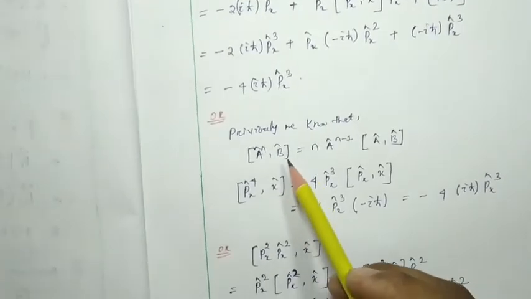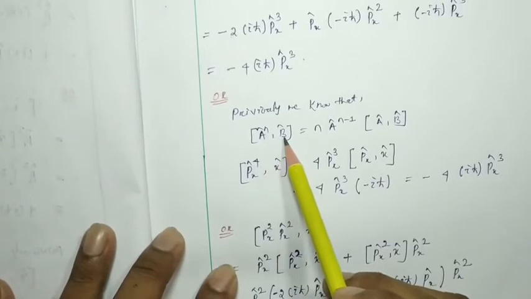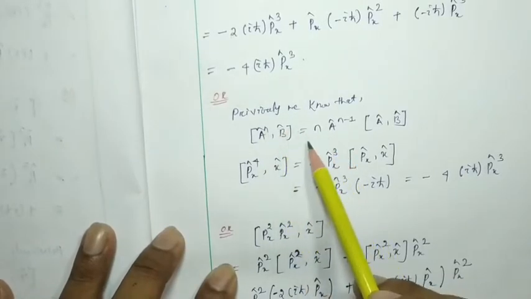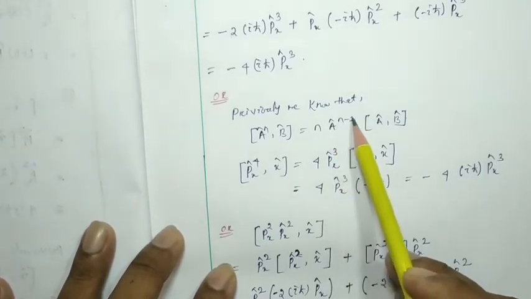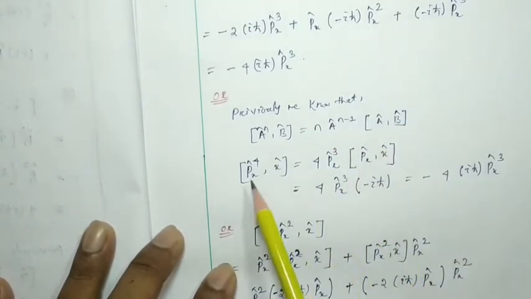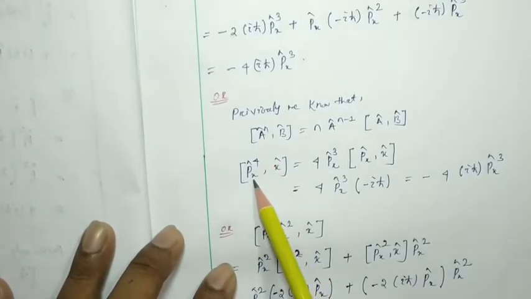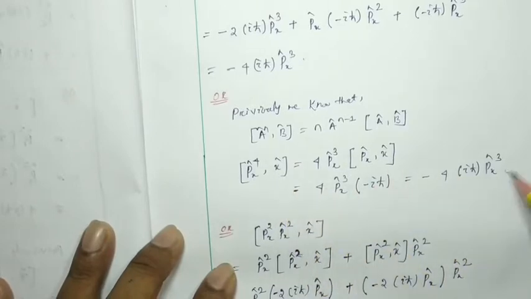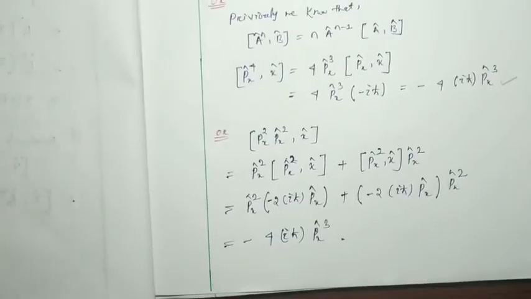Previously, or another method we can follow, that we know that a cap to the power n, b cap will be equal to how much, n, a to the power a cap n minus 1, a cap b cap commutation. So here if we are going to consider a cap as px cap, b as x cap, then also we are going to get the same answer. If you want to write, you can pause the video, you can write.